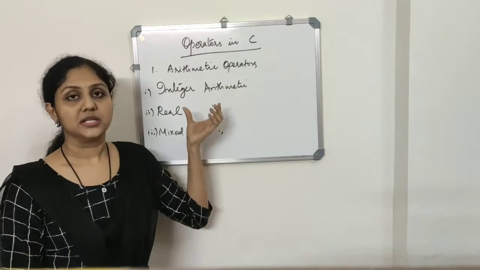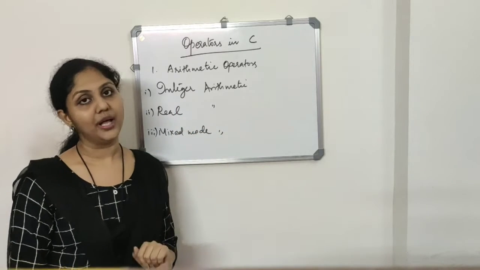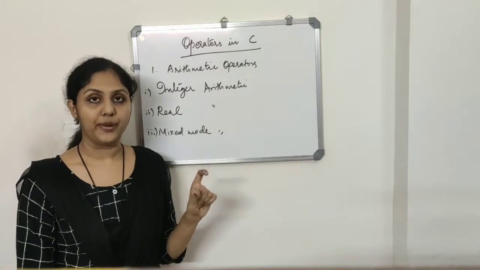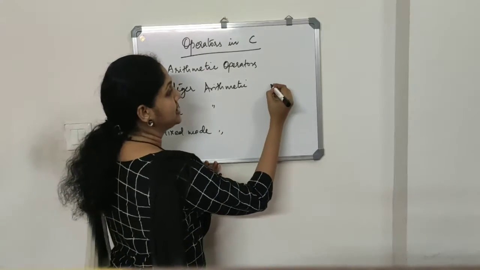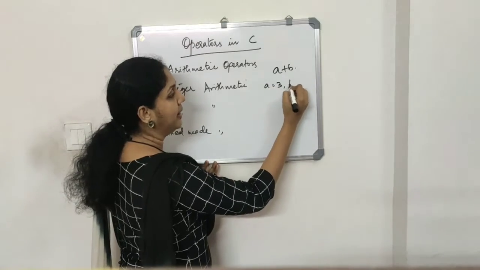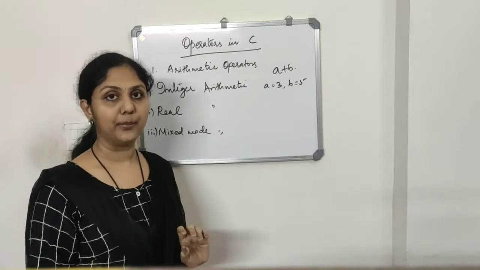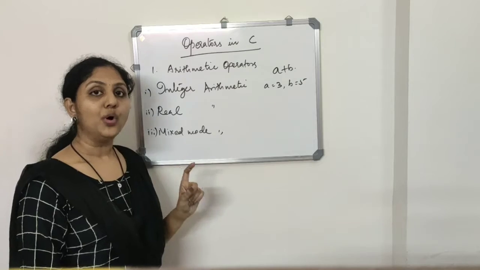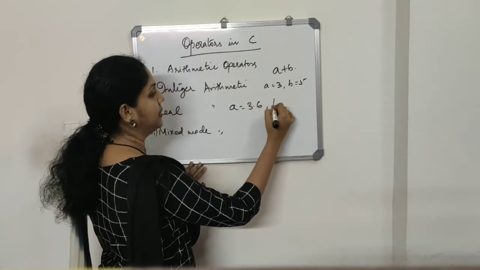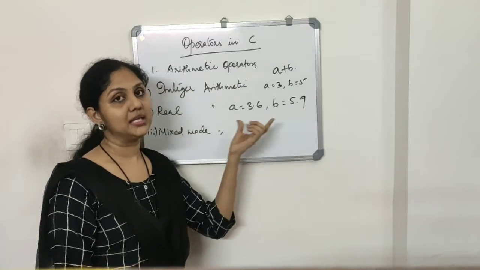Again, the arithmetic operations could be of these 3 types: integer arithmetic, real arithmetic, and mixed mode arithmetic. So, we have seen what operands are. In integer arithmetic, both the operands will be integer numbers. Suppose we are doing the operation A plus B. Here A will be 3, B will be 5, something like this. That means A and B, both the operands, are integer numbers. In the case of real arithmetic, both the operands would be real numbers. A equal to 3.6, B equal to 5.9, something like this. So, A and B would be real numbers in the case of real arithmetic.